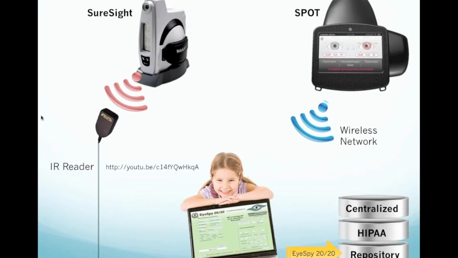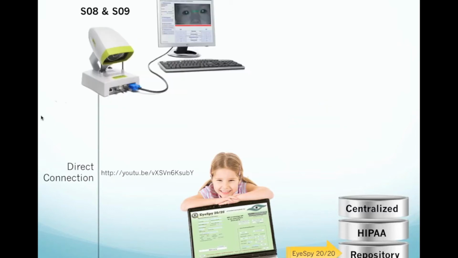We also integrate with the PediaVision Spot device. I'm sure you guys are familiar. It's got a wireless network, and so that just communicates to EyeSpy over the wireless network. It does mean that you would need a router in the same proximity as EyeSpy, but basically they're connected to the same network, and that data goes right into EyeSpy as well. And of course, the point is that all of this data doesn't just stay within EyeSpy, it goes to the centralized repository.